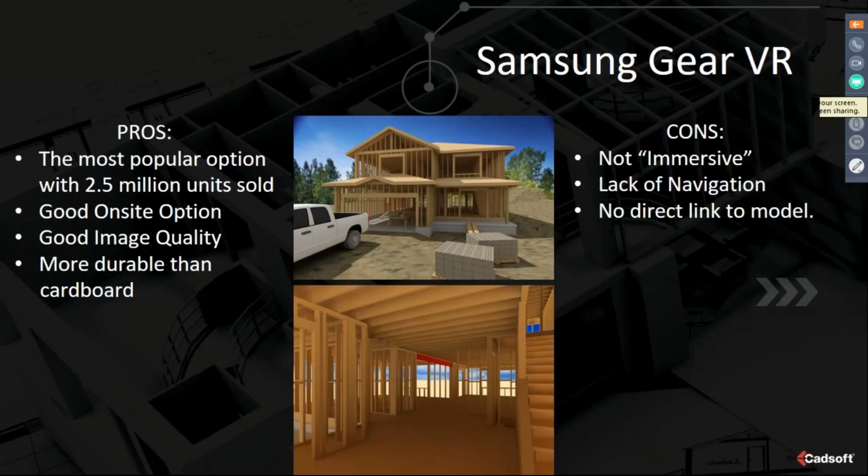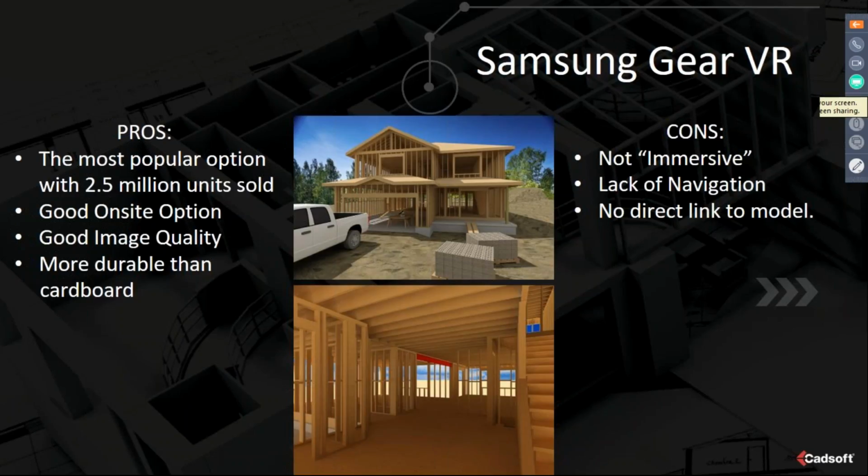The Samsung Gear. It's the most popular option. There was over 2.5 million units sold last year. So that many of that Samsung Gear in the wild means that people are probably going to have one. It's a good on-site option. So when you're on-site and someone can't understand how you want to frame a wall, you can push that image from your BIM model to the VR app. Your contractors on site can pull it up on their phone and then they can be immersed in seeing and looking around that space on what it's going to look like. It's got good image quality as well, and it's definitely more durable than the cardboard.